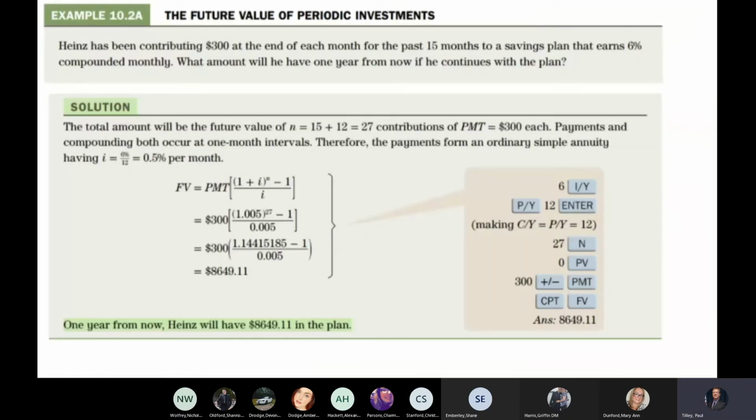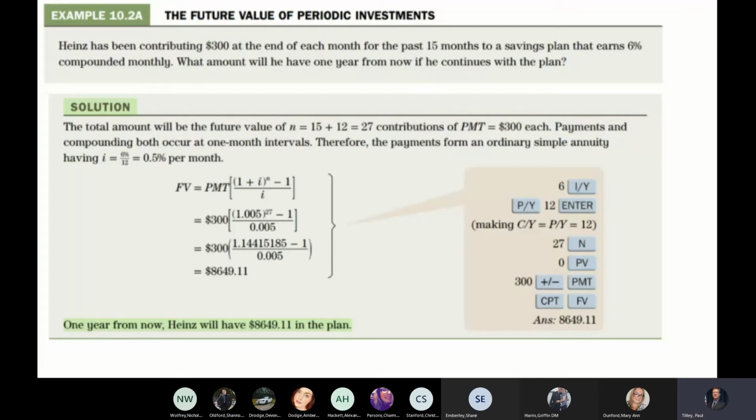So here's an example of it applied, and this comes right out of your book. Heinz has been contributing $300 at the end of each month for the past 15 months to a savings plan that earns 6% compounded monthly. What amount will she have at the end?